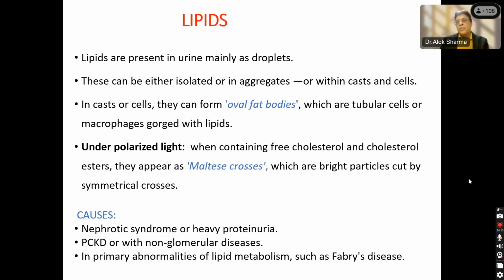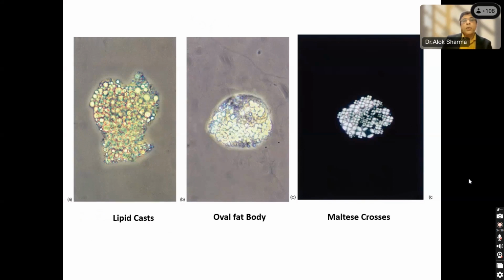And when you come to the etiology, they are seen in abundance in patients with nephrotic syndrome, for obvious reasons. And in some patients with polycystic kidney disease or even with non-glomerular disease, sometimes you may see escape of lipid in urine. And if you see them in very unusual conditions, you can actually diagnose disorders of lipid metabolism. For example, in Fabry's disease, you can see oval fat bodies in large numbers. So this is how it appears.